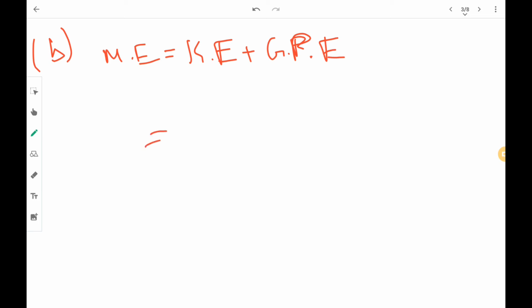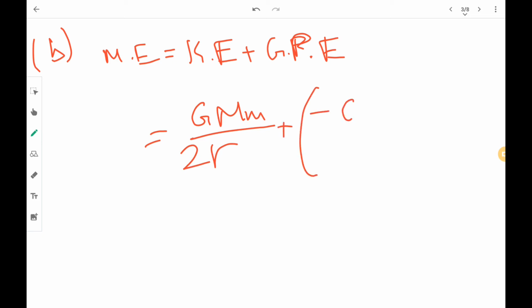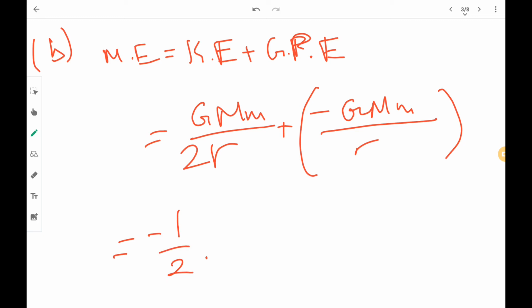For part B, they want the total mechanical energy, which is the kinetic energy plus the gravitational potential energy. Formula for kinetic energy is G M m over 2r. Formula for gravitational potential energy is minus G M m over r. You will get minus half times G M m over r as the formula for mechanical energy.